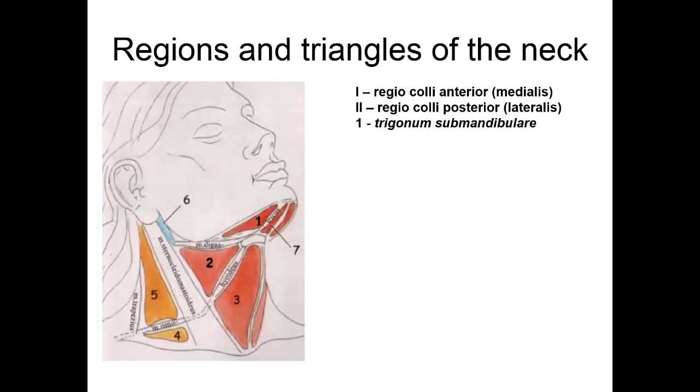Then number two is trigonum omodigastricum, or more often called trigonum caroticum. Why such a definition? Because in this triangle passes arteria carotis communis, and then it divides into arteria carotis externa and interna. So that's why we use the definition trigonum caroticum.